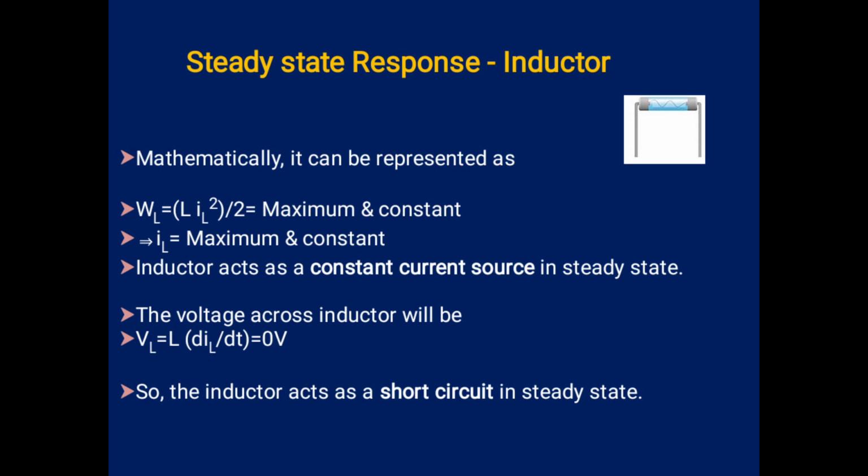The inductor acts as a constant current source in the steady state because the current flowing through it will be constant and maximum. The voltage across the inductor will be given by VL equal to L into dIL by dt, which will be equal to 0. That is, when the current reaches the maximum, there will be no voltage, it will be 0. So the inductor acts as a short circuit.